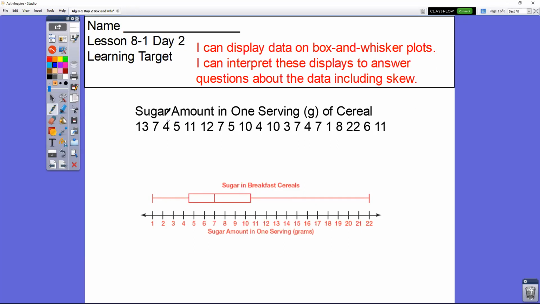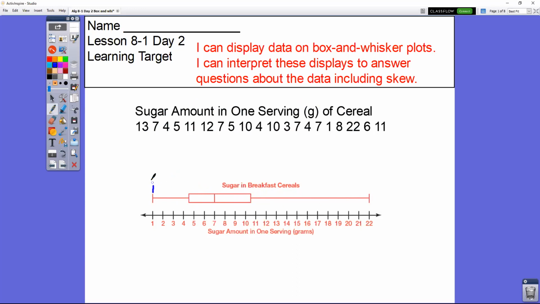So if you think back to the previous lesson, we were talking about the amount of sugar in one serving of cereal. So here's all these numbers again, all right? And what they did is they took these numbers and they made a box and whisker plot out of the numbers. So what do these things mean on a box and whisker plot?